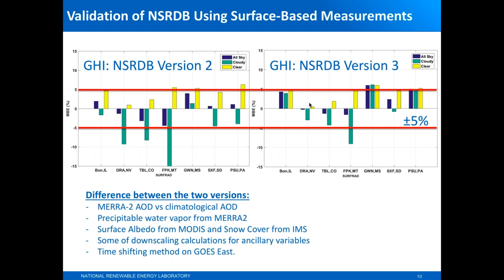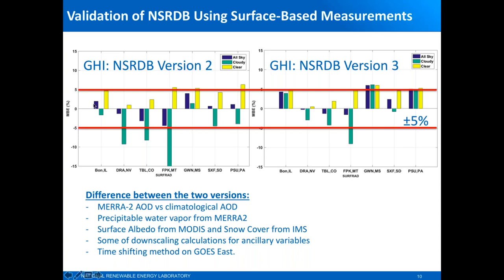Another view of the validation here, again we have NSRDB version 2 on the left and version 3 on the right. On the horizontal scale are all the 7 stations from SURFRAD, and on the vertical scale is the mean bias error as a percentage. Because our model accounts for clouds, we can identify situations which are cloudy and clear, so we can segregate the cases into cloudy and clear. And of course we have the all sky.